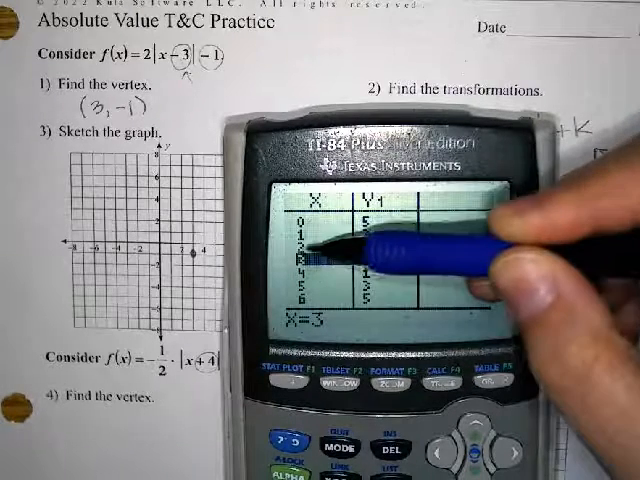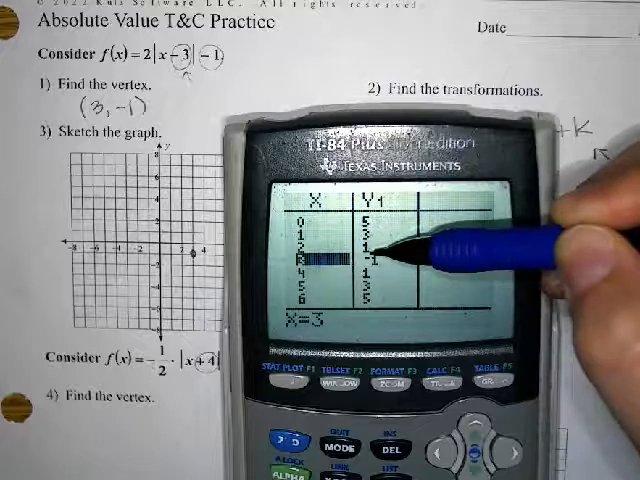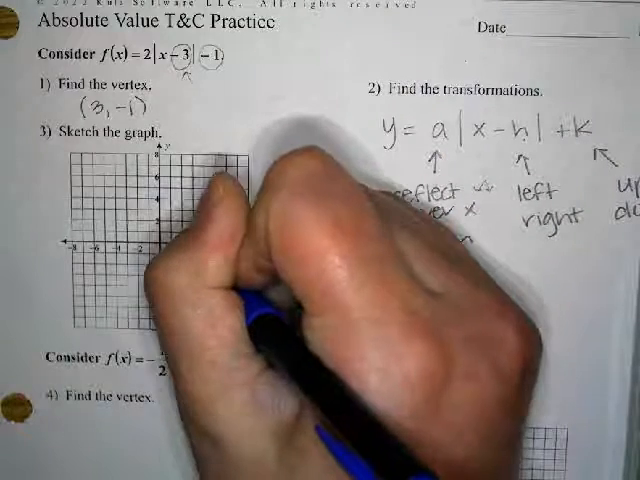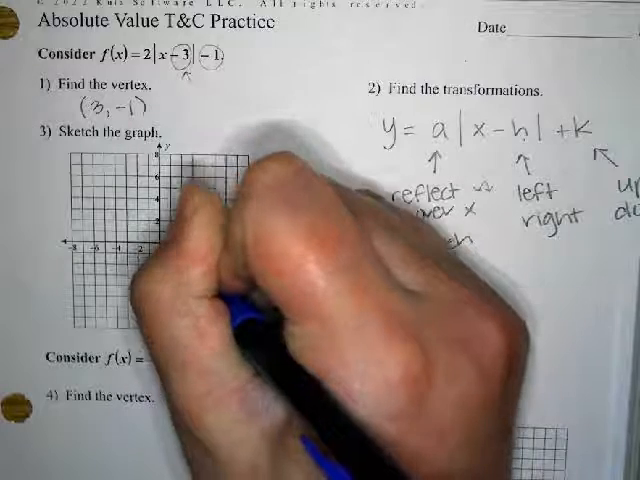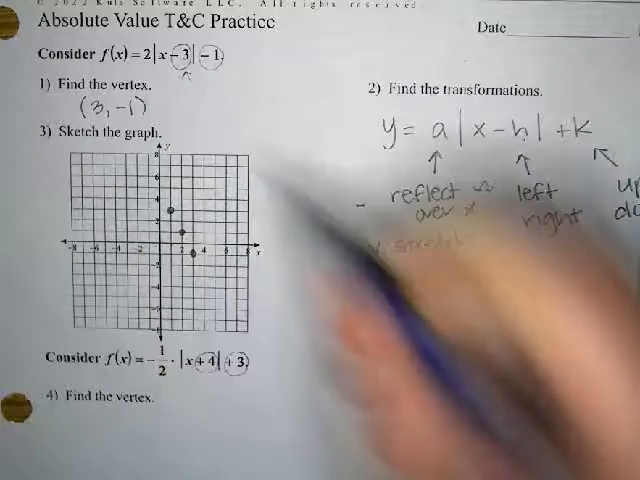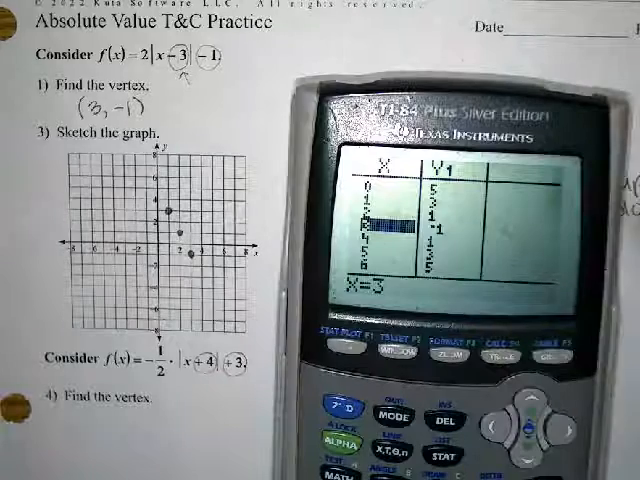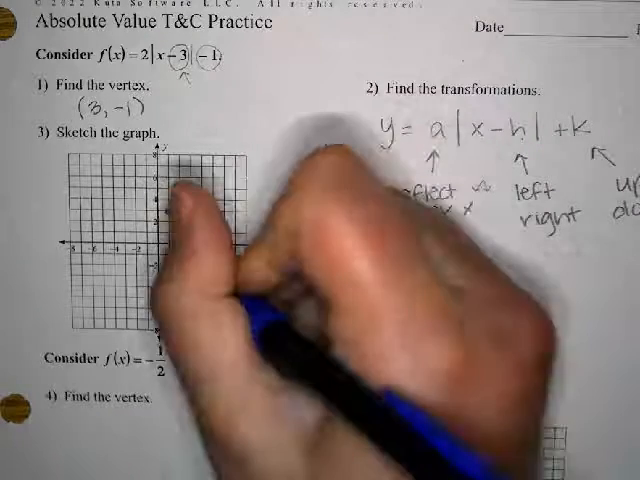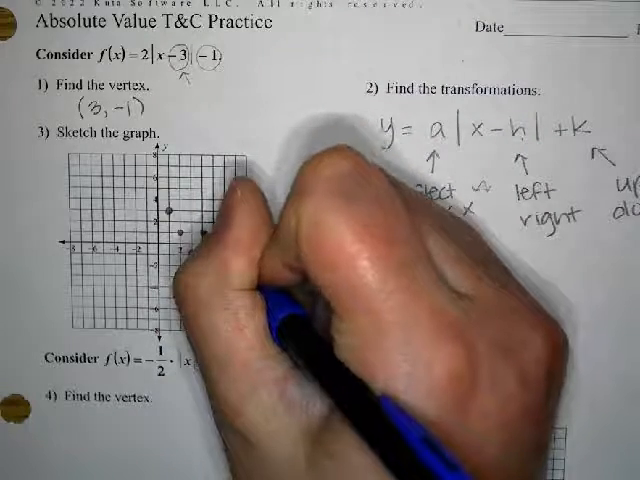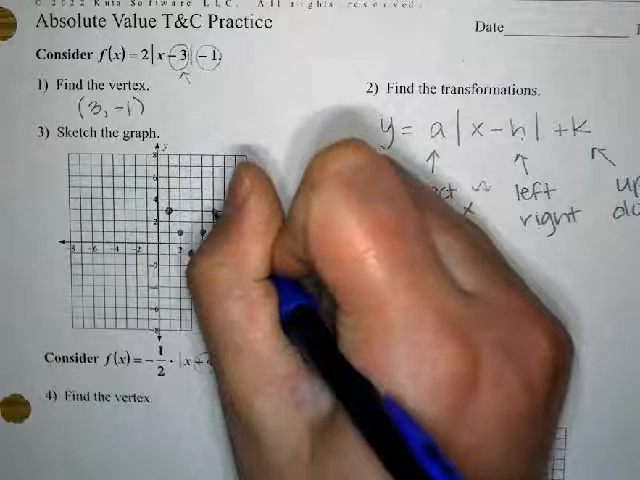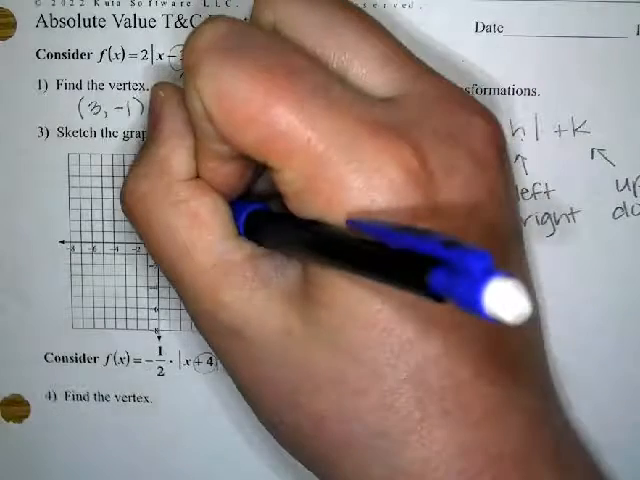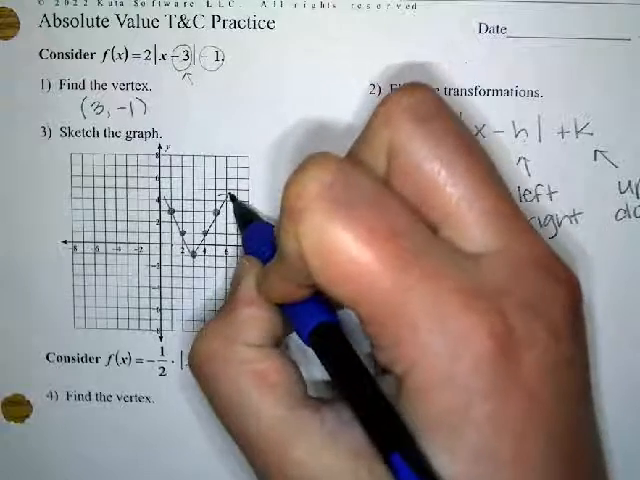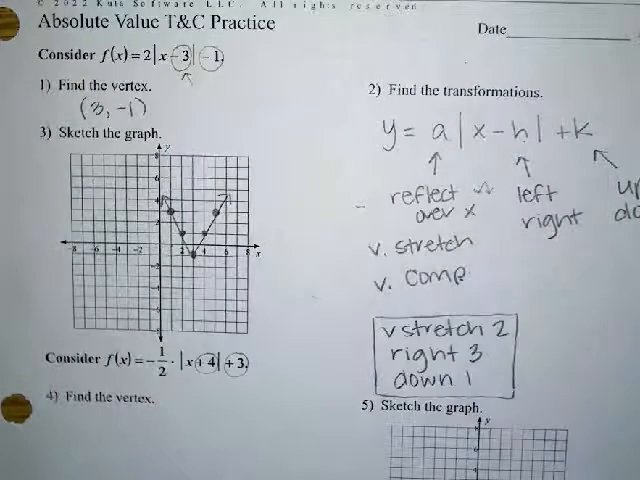So over 2 up 1, over 1 up 3, over 4 up 1, over 5 up 3. And there's my graph. Okay.